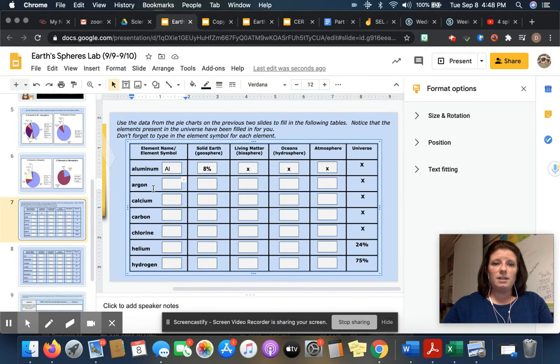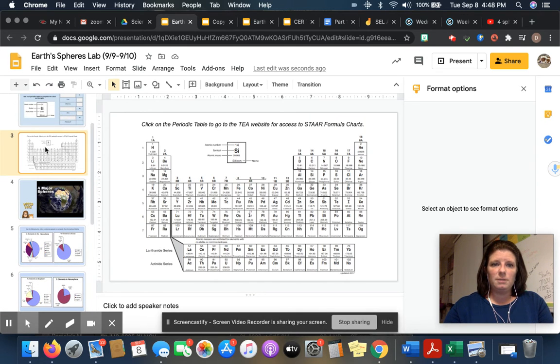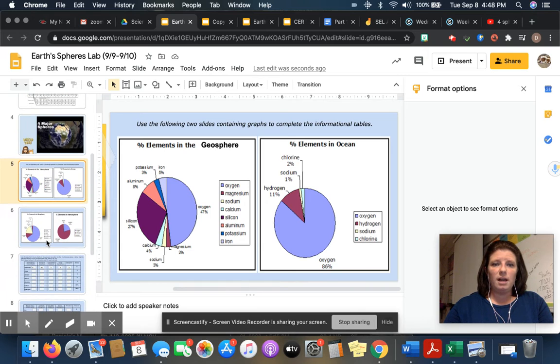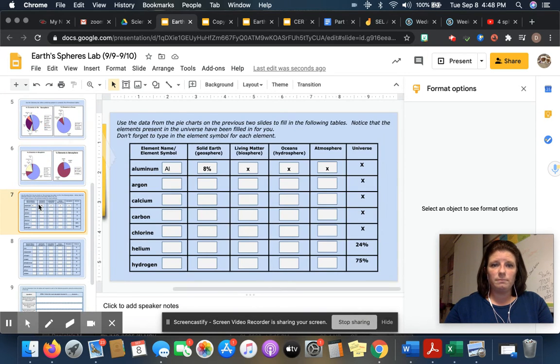Then I'm going to do that with the next one. Some of them, you may not see them in any of the spheres. Some of them may be one. Some of them may have more than one. But you're going to have to flip back and forth between the periodic table to get the symbol and the 2 slides with the pie charts to put the information in correctly.